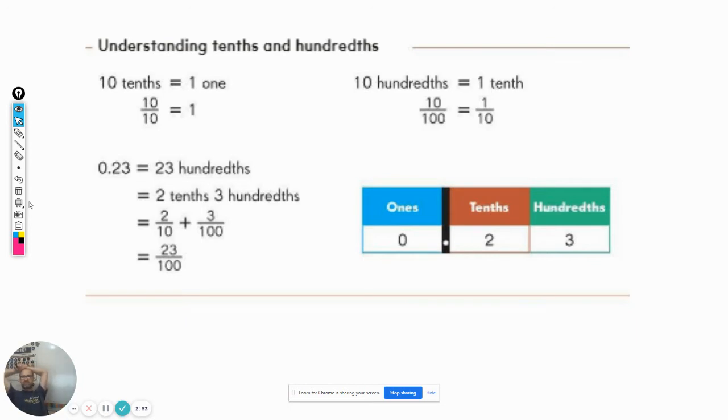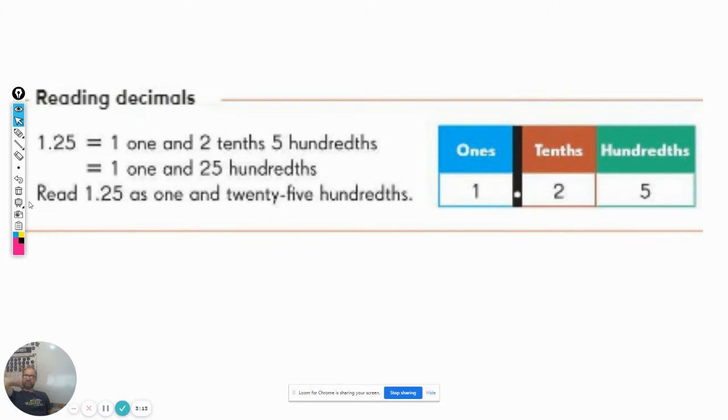10 tenths equals 1 whole. 10 hundredths equals 1/10. And you should be familiar with that right here. And 23 hundredths also represents 2/10 and 3 hundredths. And a place value chart's a great way to represent that. You've got 0 ones, 2/10, 23 hundredths. You read that as 23 hundredths. Okay.